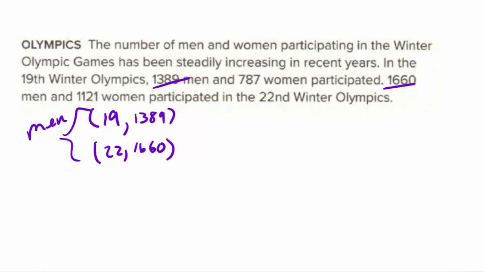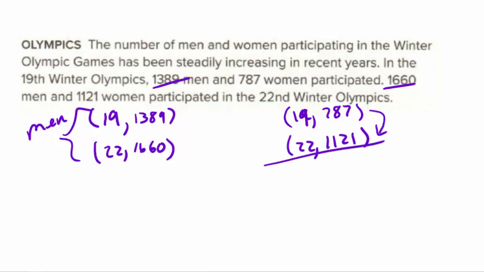And then the data for women will be the 19th Olympics and 787. That's an ordered pair. And the 22nd Olympics, and the number of women was 1121. So in order to create my equation, I need to find the slope and then the intercept. For the women, the change in y is going to be negative 334 over, and it looks like we've got a change here in x of 3, negative 3 actually.